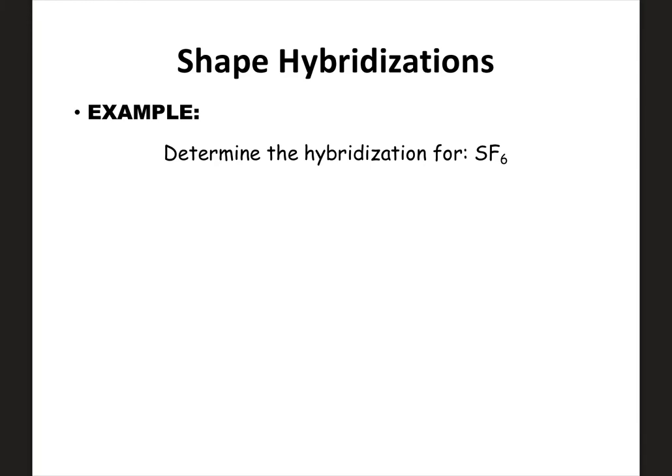So now what if I wanted to do the hybridization for SF6? Same deal. When I want to do a hybridization or a shape, I have to draw the dot structure. There are 6 valence electrons for each sulfur, times 1 sulfur here, plus 7 valence electrons for each fluorine, times 6 fluorines. When I total this up, I have 48 valence electrons here. So that means I need 48 dots in my picture when I do this dot structure.